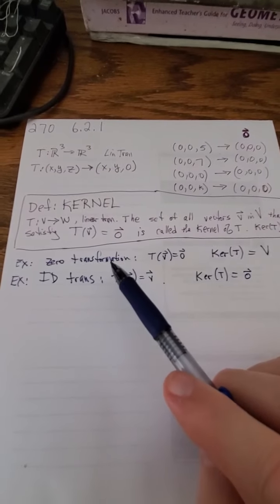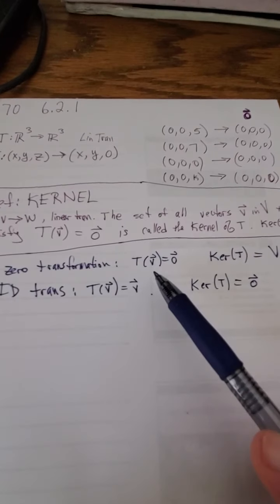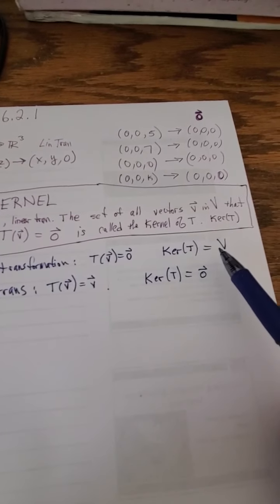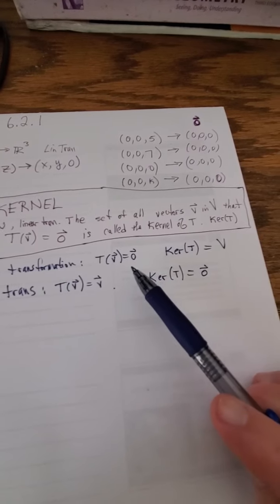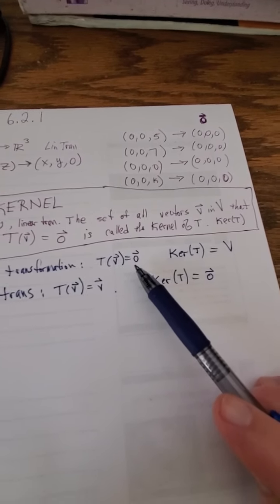In the example we gave, the kernel of T was the set of all vectors of the form (0, 0, k). Let's look first at two very simple examples. If you have the zero transformation, that's T of v equals 0 for all v, well, the kernel of T is the entire domain V, because everything in the entire domain goes to 0.